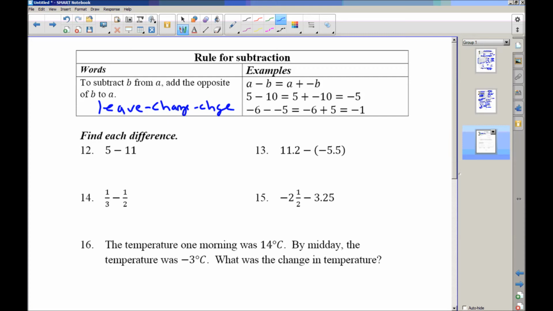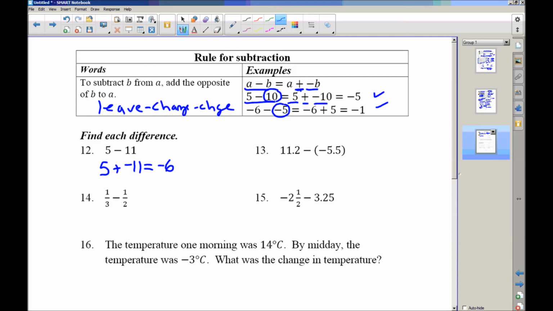So instead of saying a subtract b, we say a plus the opposite of b, which was negative b. Or 5 subtract 10 turns into 5 plus the opposite of 10, which is negative 10. And we can add them up. Okay? So here's 2 examples of add the opposite. One when I have subtract a negative, and one when I have subtract a positive. Okay? So number 12, you don't have to rewrite this, but I'm going to go ahead and do the add the opposite part. 5 plus negative 11 is negative 6.